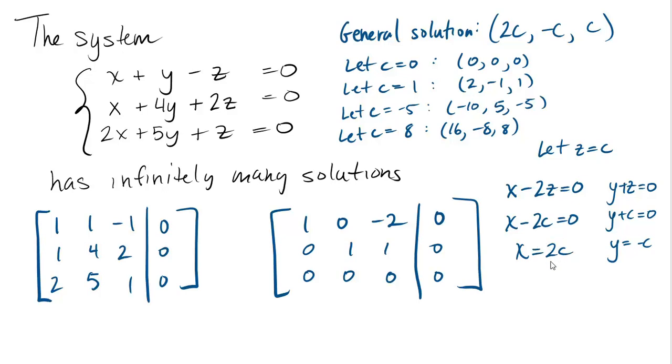That gave us a recipe. The x-coordinate had to be 2 times c, the y-coordinate had to be the opposite of c, and z was equal to c. Then we just picked some numbers and plugged it in for c to get some specific solutions.